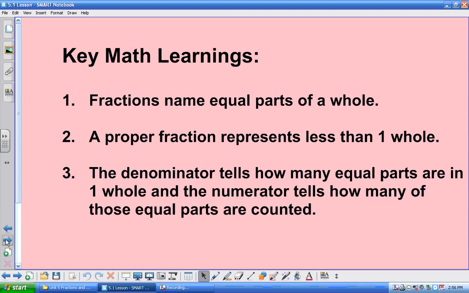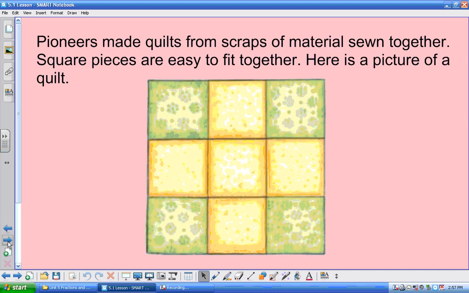The third thing is the denominator, and remember D? Yeah, remember Mrs. Popovich? D. Denominator, dirt. Good. It's on the ground. The denominator tells how many equal parts are in one whole thing. And the numerator, that's the top one, tells you how many of those equal parts we're going to be counting. Well, let's get started.